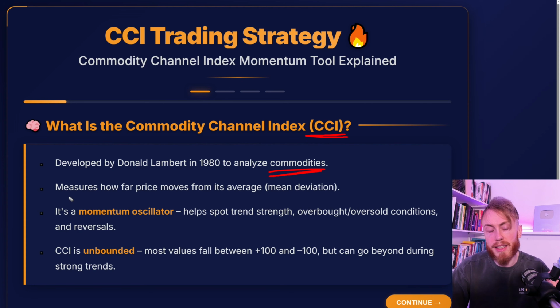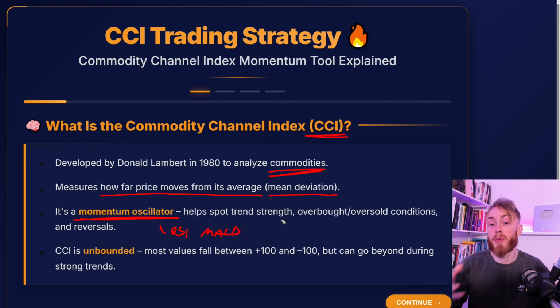And what this indicator measures is how far the price moves from its average. So this is a form of mean deviation. And here the CCI indicator is a momentum oscillator. So just like, for example, the RSI indicator and the MACD indicator, it measures momentum, and it can help to spot trend strength. It can find overbought and oversold conditions and also reversals.